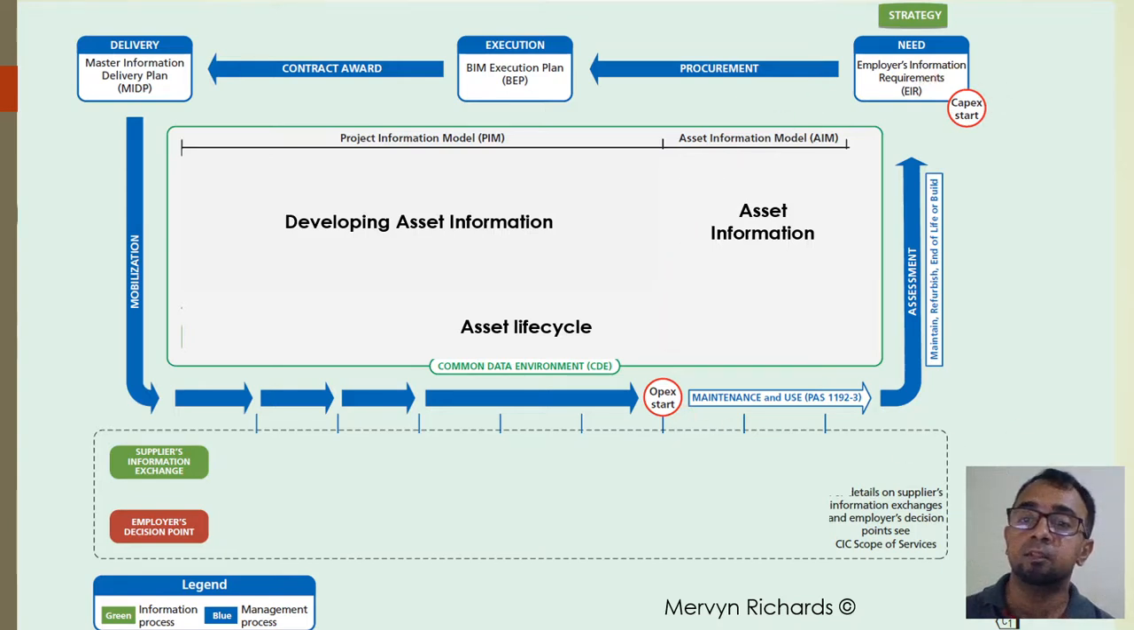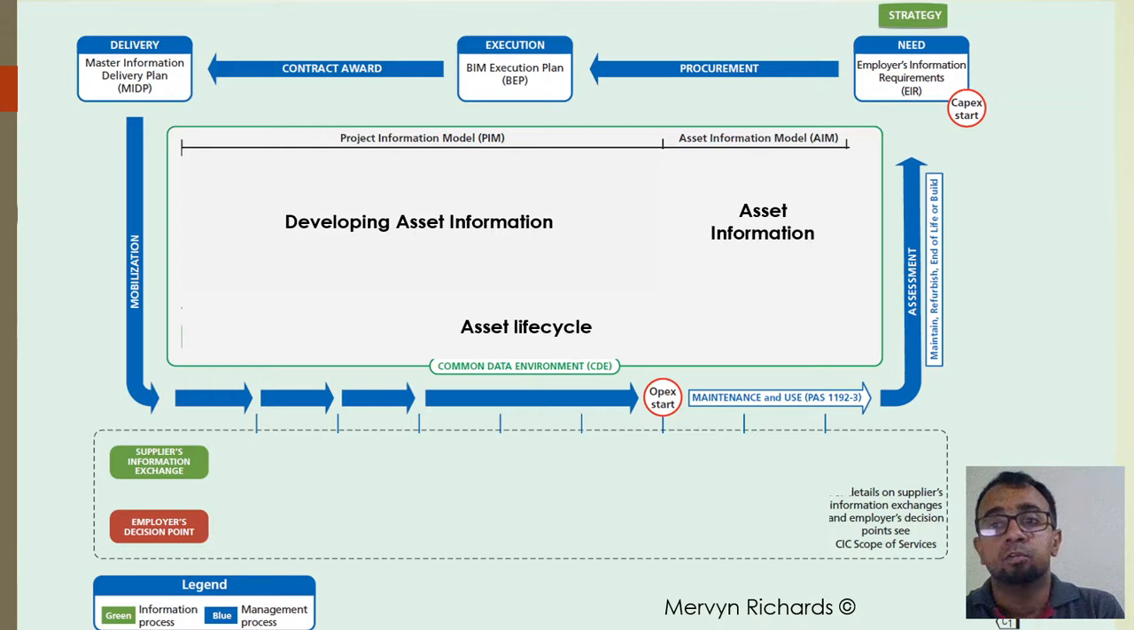Now the capital expenditure stage starts with the client identifying the need for a new asset. This process begins with a need for space or a need to relocate. So for various reasons, the need for a new asset will start, and that process I think most of you are familiar with, because we talk about that process even without talking about BIM, such as in the RIBA plan of work.